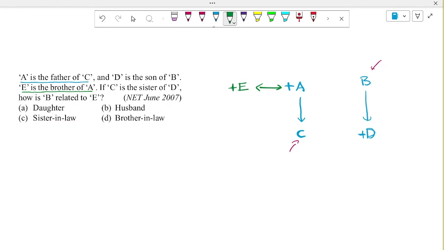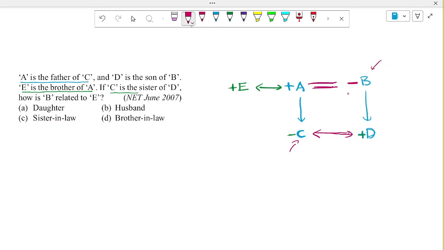Fine. Then if C is the sister of D, C and D both are what? C is the sister of D. D is brother of C. It means C is actually female since C is a sister. Now we got the gender of this. Then what is the symbol between them? They both are actually siblings. If they are siblings and A and B, both of them are what? You should be able to find the relation. Since they are siblings, A and B both are husband and wife.